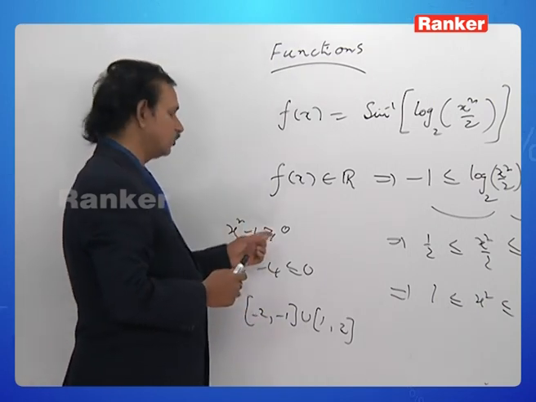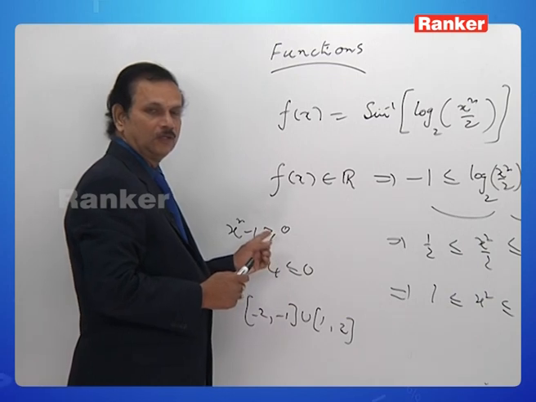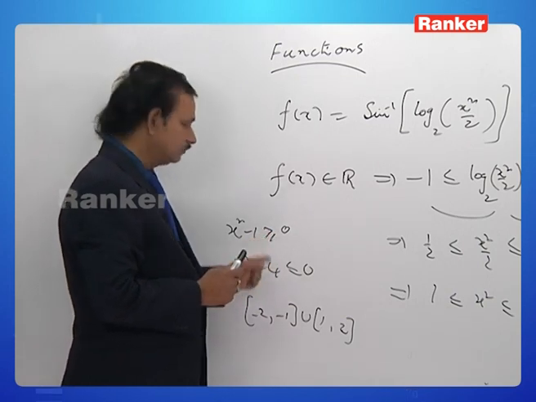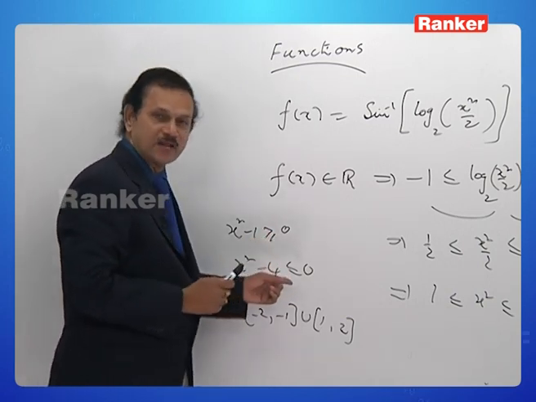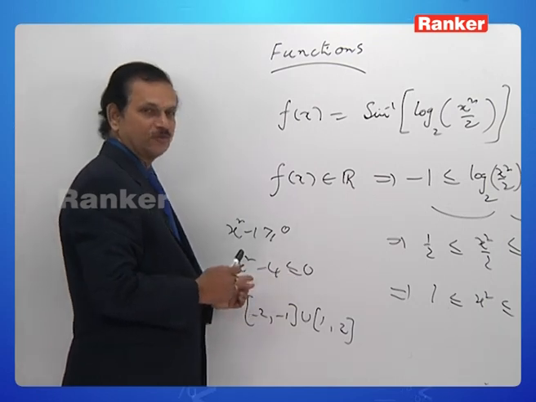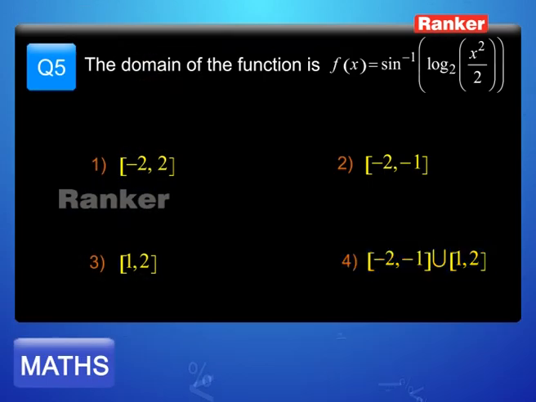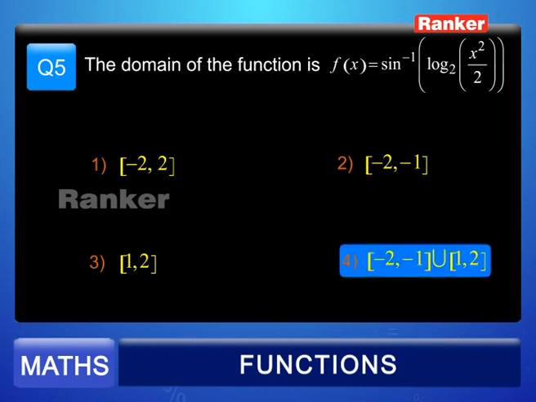For x square minus 1 greater than or equal to 0, x should not lie between minus 1 and 1, but x square minus 4 less than or equal to 0, so x should lie between minus 2 and 2. Intersection of those two is closed interval minus 2 to minus 1 union 1 to 2, which is the right answer. That is, the fourth option among the given options is the right answer.